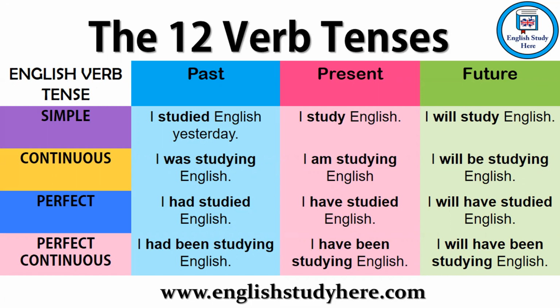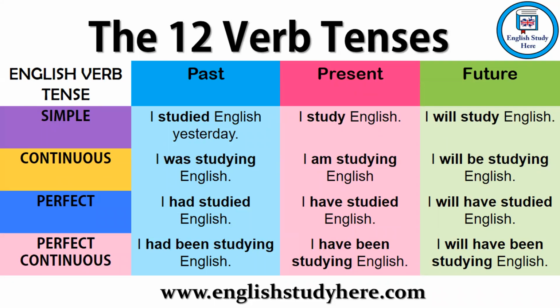So all these are the different forms of action that is dealing with study. The word study is the major verb used. So the tense forms are differing. For example, in simple past, I studied English yesterday. Simple present, I study English. Simple future, I will study English. And then past continuous, I was studying English. Present continuous, I am studying English. Future continuous, I will be studying English.